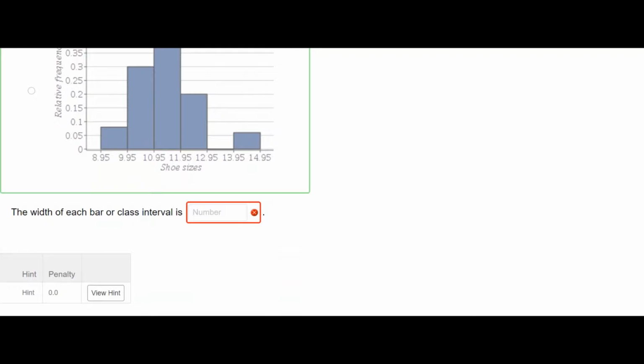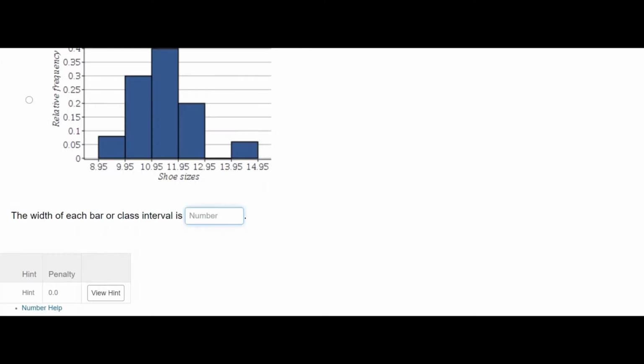Okay, and next we also have to find the width of each bar or class interval, and we need to enter that, and we obviously clearly know the width of each bar, which is 1, so we enter 1 and then we check our answer again, and this is also correct.